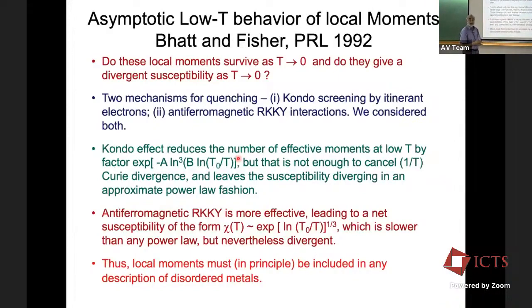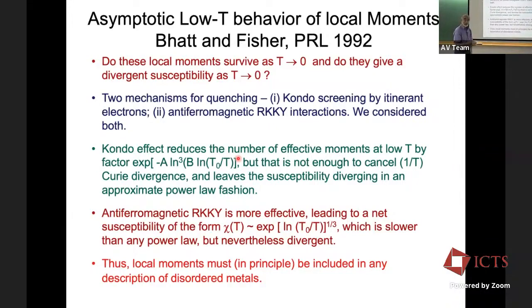The question is, what is the asymptotic low temperature behavior of local moments? Do they get screened out like in a regular metal or not? Do these local moments survive as temperature goes to zero, and do they give a divergent susceptibility? There are two possible mechanisms for getting rid of local moments. One is that the conduction electrons, or in this case the itinerant electrons, whatever disorder they may have, can screen the local moment and form a singlet with it, and the local moment disappears. That is what happens when you have a Kondo effect in metals with very dilute magnetic impurities.